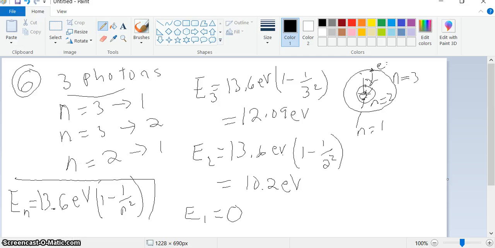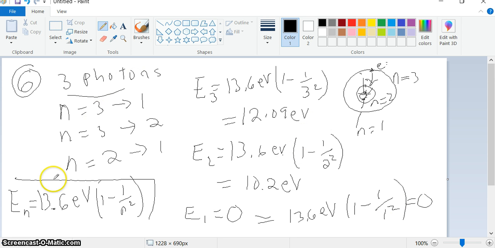And then of course let's do the energy for the ground state, just to prove that it is 0. All right, so I'm going to write that. So it's equal to 13.6 eV, and it's going to be 1 minus, see, this is where it goes to 0, 1 minus 1 over 1 squared, which of course is still 1, and so 1 minus 1 gives us 0. So that's where the 0 energy comes from.